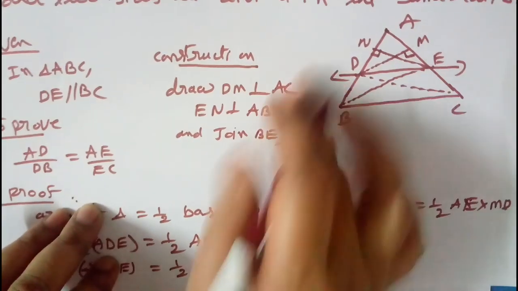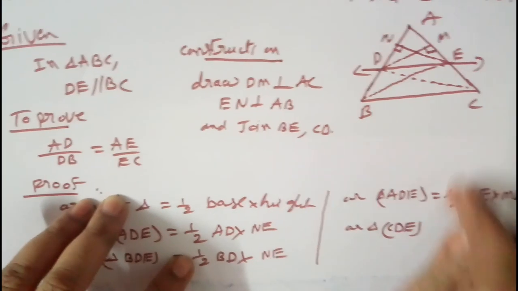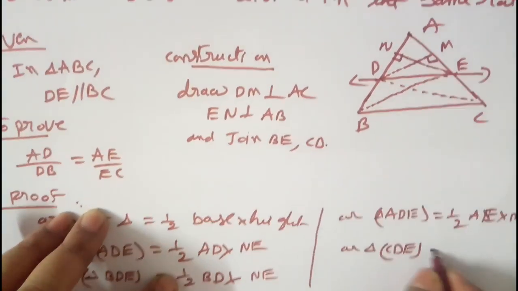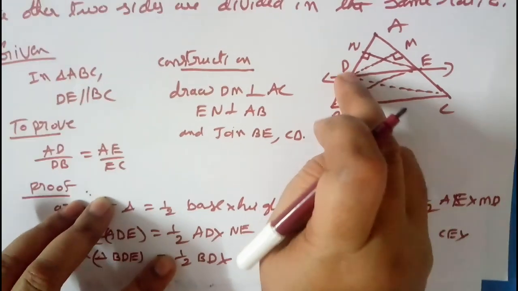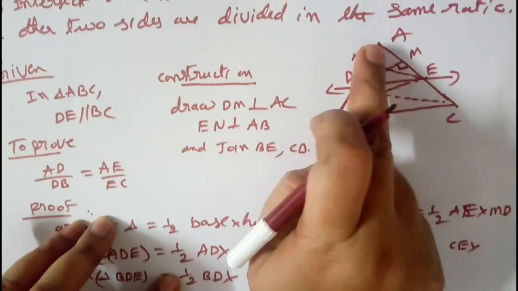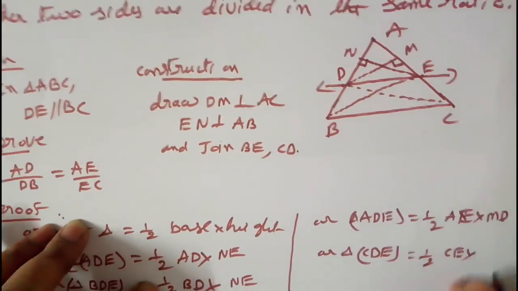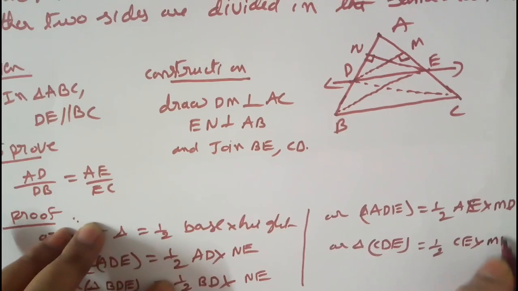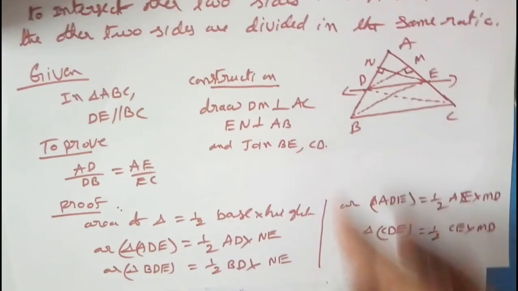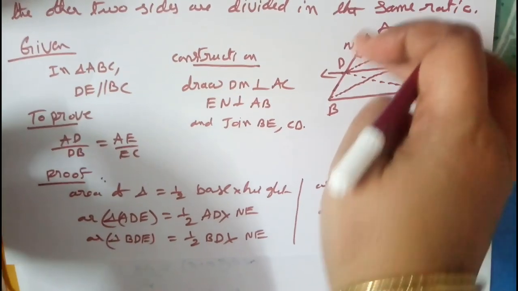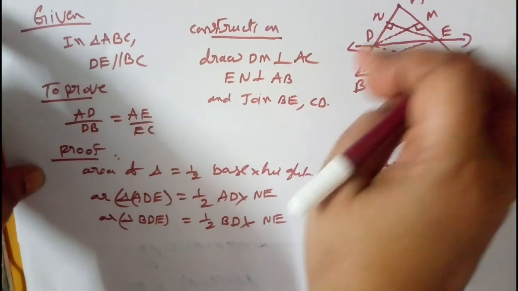Now area of triangle CDE, if you take CE as the base, half CE into, this DM is the altitude for AC, for AE the DM is the altitude, for CE also DM is the altitude, half CE into MD. Now area of triangle ADE by area of triangle BDE, because I have to prove the ratio AD by DB, that's why I am taking area of triangle ADE by area of triangle BDE.